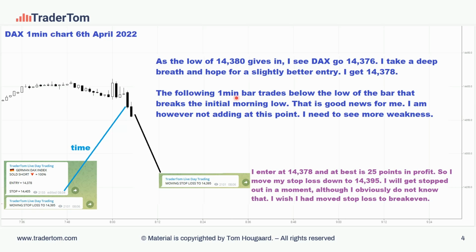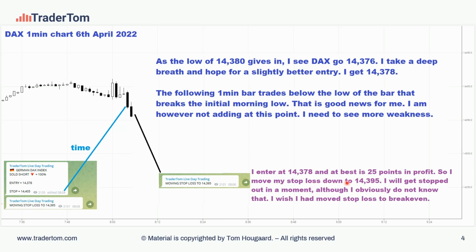The following 1 minute bar trades below the low of the bar that breaks the initial morning low. And that's a good point too. That's good because at this point, what I want to see is weakness. Now, I haven't added to my winning position just yet. I enter at 78, and at best down here, I am 25 points in profit.